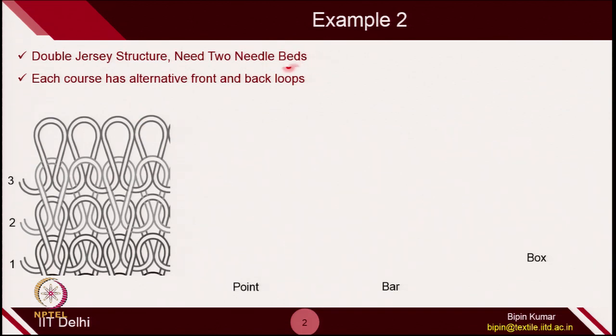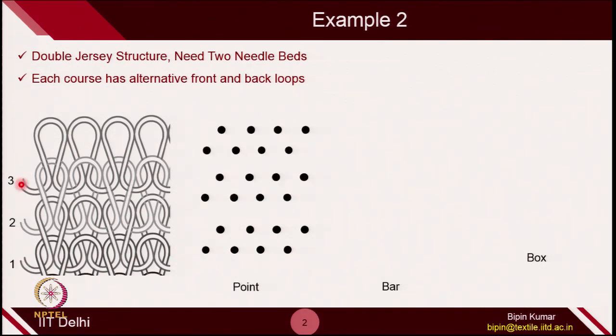So, you need 2 beds. There should be no confusion: you need 2 sets of needles, one for the front bed, the other for the back bed. Since 3 courses are present here, you represent the double set of needles 3 times, and now we have to fill the yarn path to represent the technical back and front side. So, let us fill the yarn path on the first course.